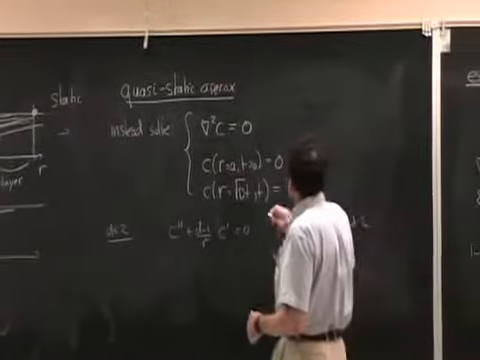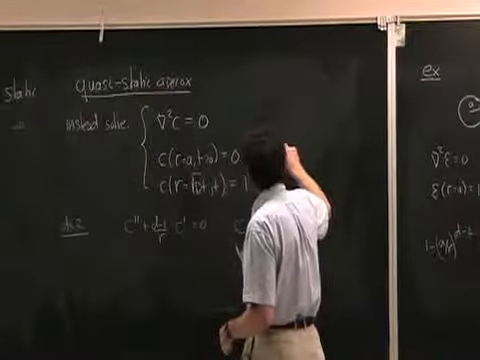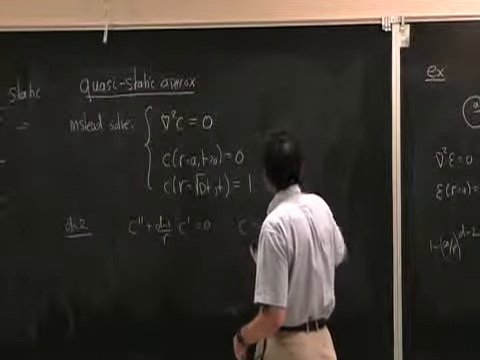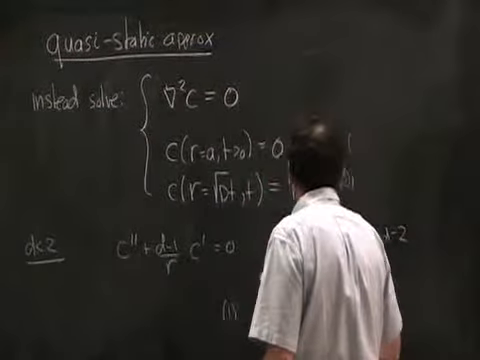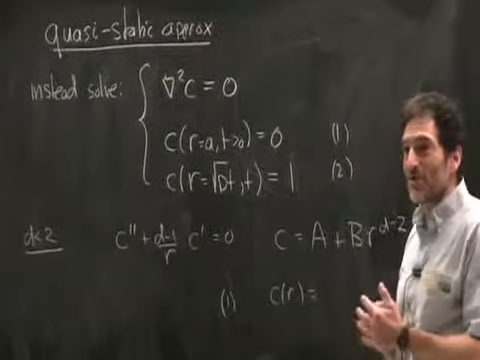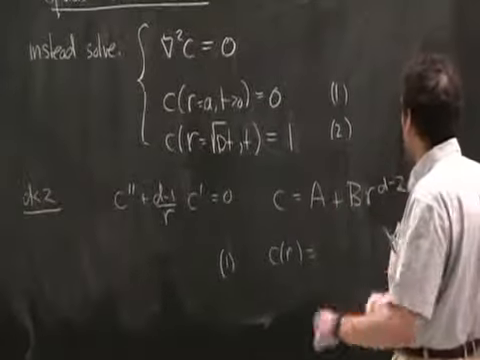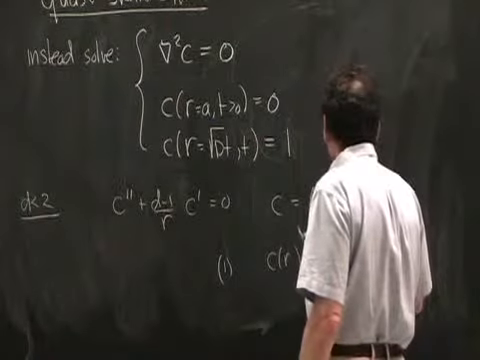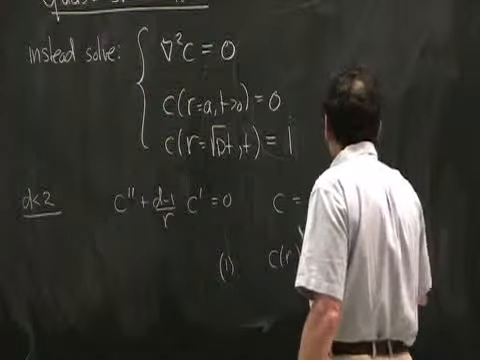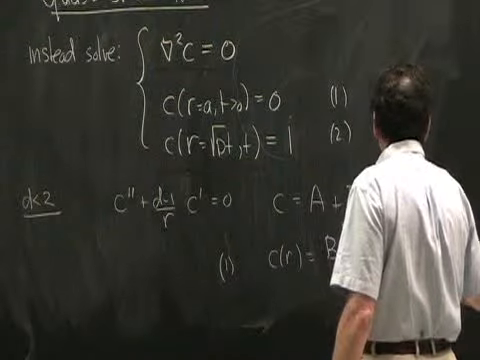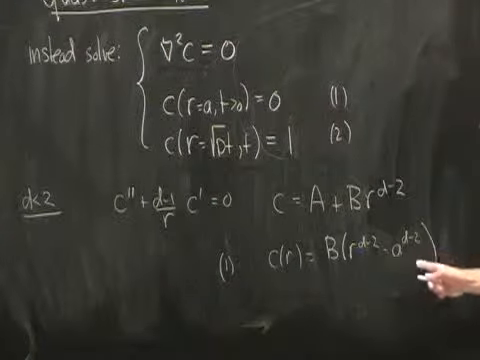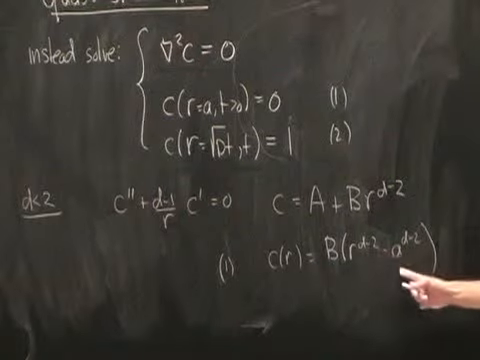Now let me implement the boundary condition. Let's call this equation 1 and this equation 2. So 1 would tell me c of r is equal to... actually it's easier just to write down the equation without deriving anything. It's obviously correct at the end. Let me write this as b times r to the d minus 2 minus a to the d minus 2. Right? This obviously satisfies the boundary condition. It vanishes if r equals a.